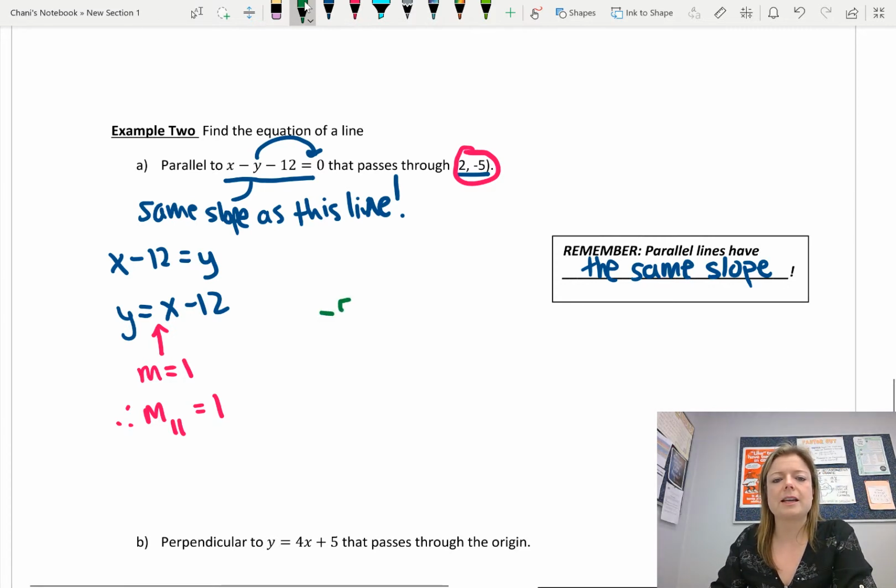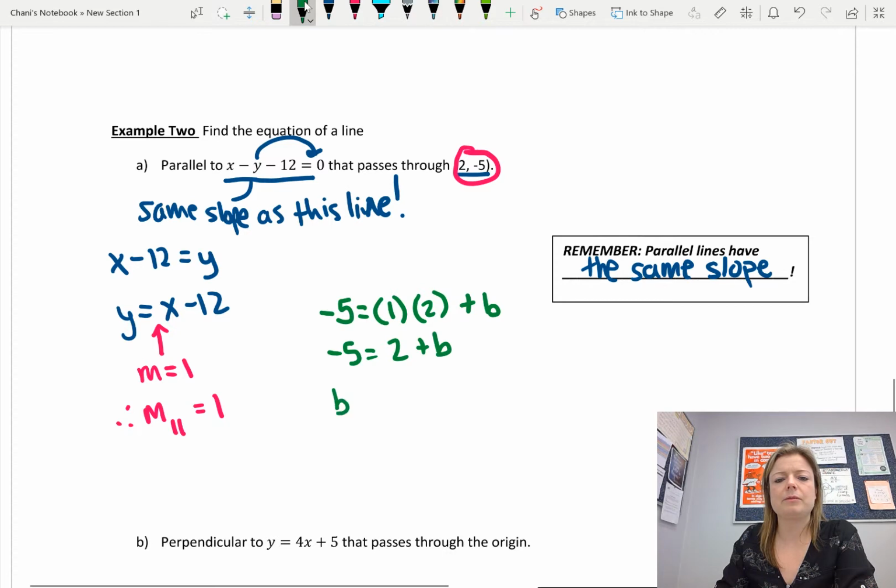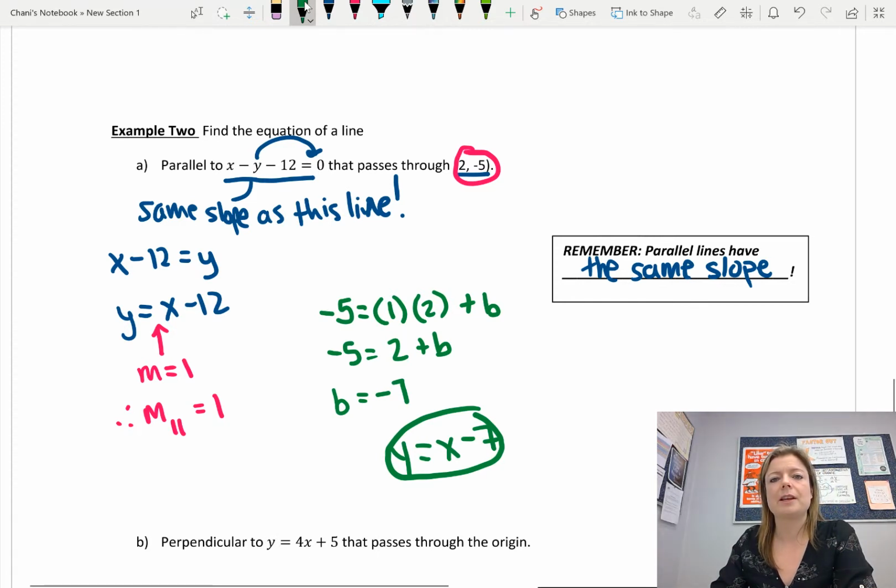So our y is negative 5 equals m, which is 1, x, which is 2, and then our unknown b. So negative 5 equals 2 plus b. So b is equal to negative 7. So our equation is y equals x minus 7. This line is parallel to this line, but also passes through this point. You can graph it to make some verifications.